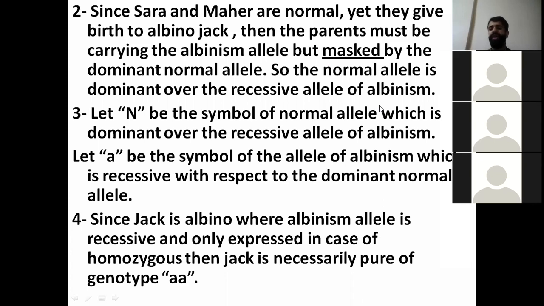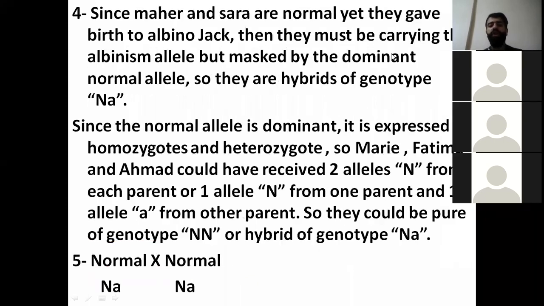First, we'll start with Jack. Jack is affected, is an albino individual. So the allele of the disease here is recessive, and it should be only expressed in the case of homozygous. So 100% Jack should be A small, A small. While moving for the second one, Maher and Sarah, they are normal, but they gave birth to an albino Jack. So they should be carrying the albinism allele, but it was masked. So their genotype should be hybrid, and 100% should be N A, and it's heterozygous.